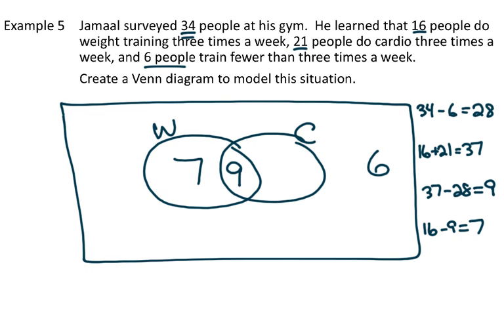Same thing with the cardio, 21 do it 3 days a week, minus the 9 we placed in its intersection with weights, would be 12 people who do cardio alone 3 days a week. Again, we can double check this. If we add up all those numbers in there, we should definitely get to 34 people, and we do.